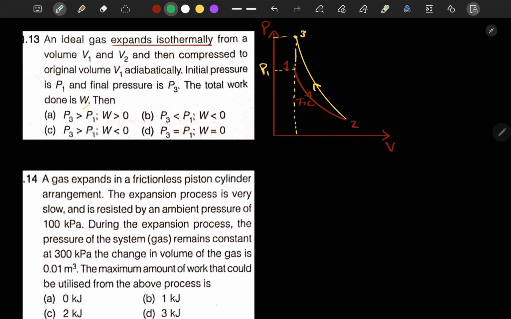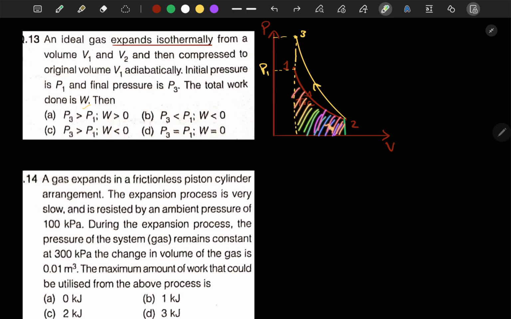So let's say work is the area under the PV curve when projected on the volume axis. So this area should be the work if only the isothermal curve was there. Okay, but since there is also an adiabatic curve, let me show it in this way. So this will be the area which is the amount of work done when only the process 1 to 2 is available.